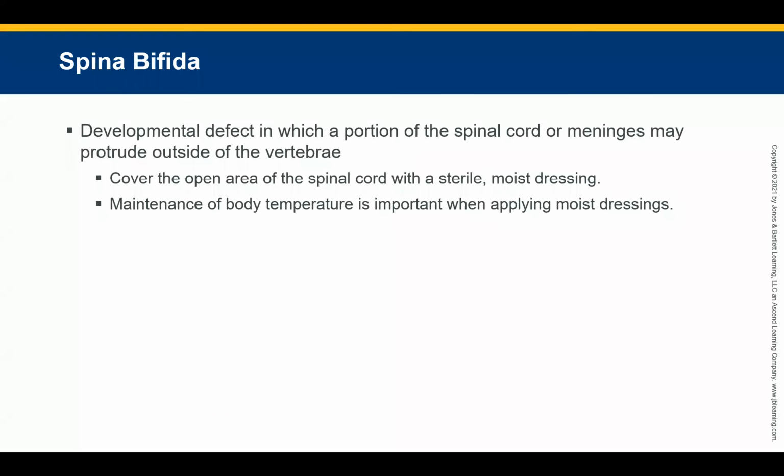If you happen to notice spina bifida, the developmental defect in which a portion of the spinal cord or meninges may protrude outside of the vertebrae and possibly outside of the body, cover the open area of the spinal cord with a sterile, moist dressing immediately after childbirth to help prevent any type of fatal infection. Maintenance of the newborn's body temperature is vital when applying moist, sterile dressings because the moisture can lower the newborn's body temperature.